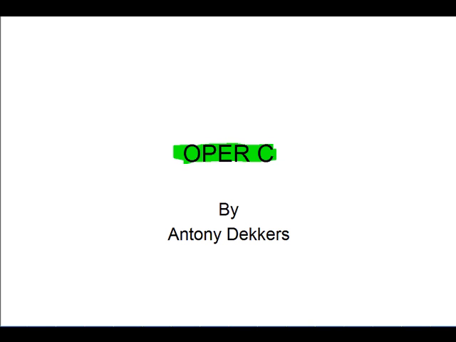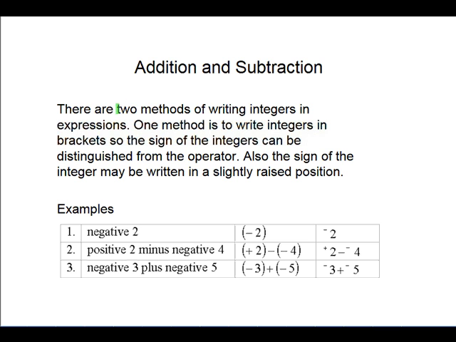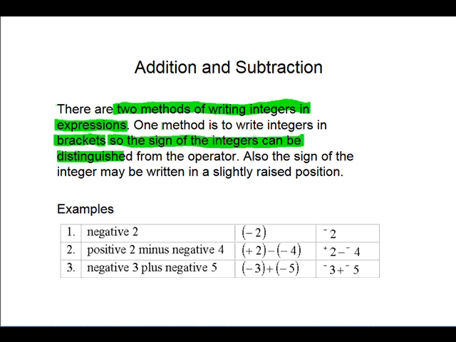Welcome to this section. This section is on addition and subtraction. So there's essentially two methods of writing integers, and these two methods help us separate the integer from the operator. The first method is the bracket method, which I use, and the other method is slightly raising the sign of the number. So here's a few examples of both methods.